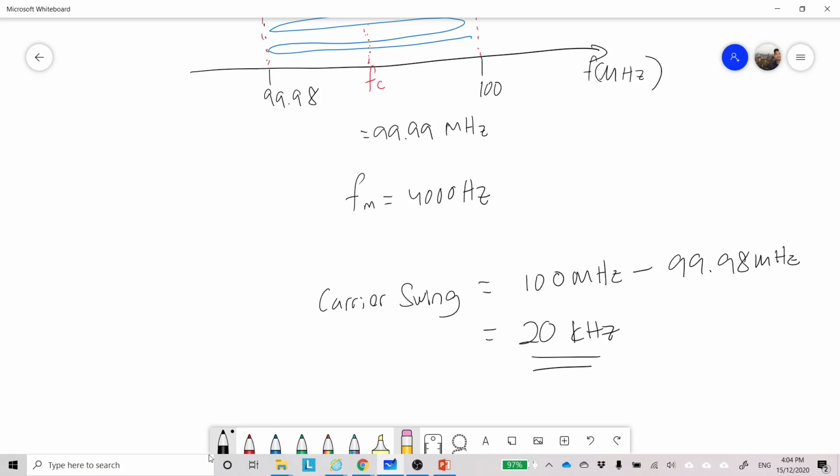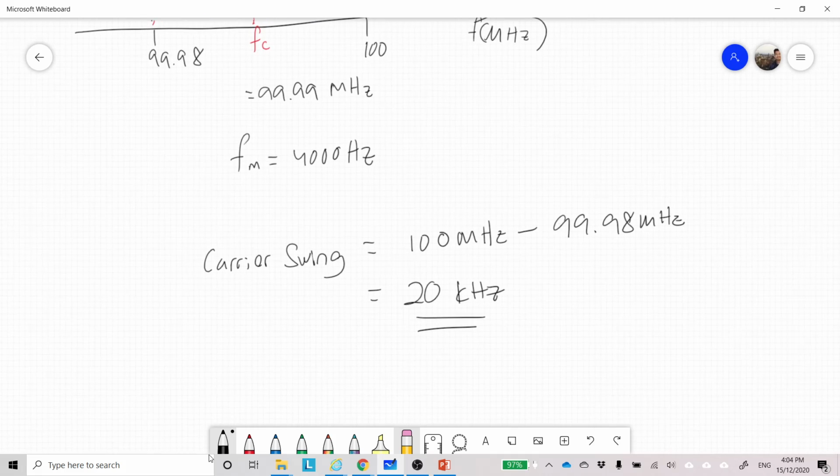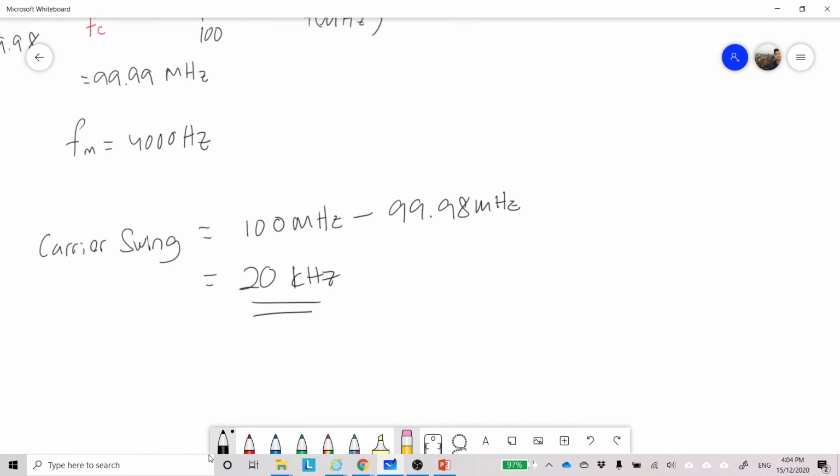Find the amplitude spectrum. In order to find the amplitude spectrum, first of all, we need to find the value of the beta modulation index. So delta F is equal to carrier swing divided by 2. You will get 20K divided by 2, so you will get 10 kHz.